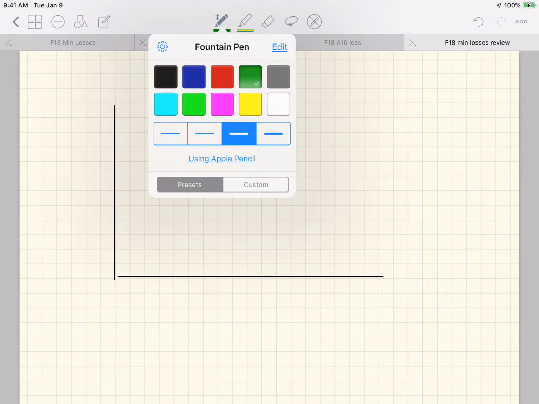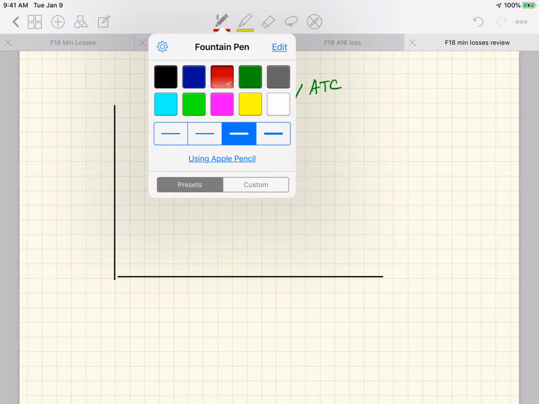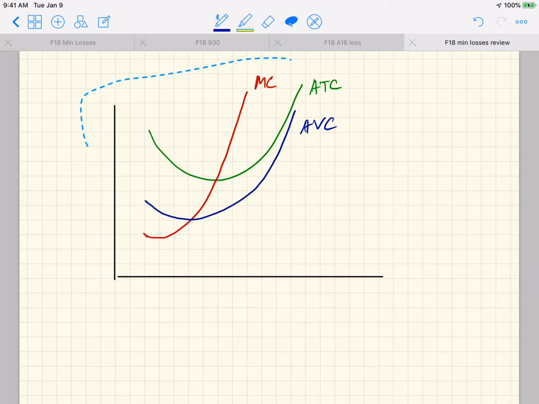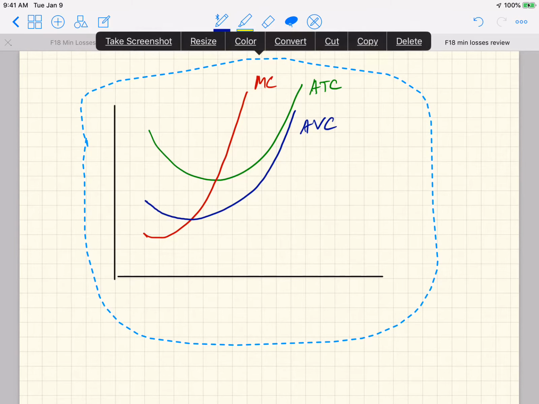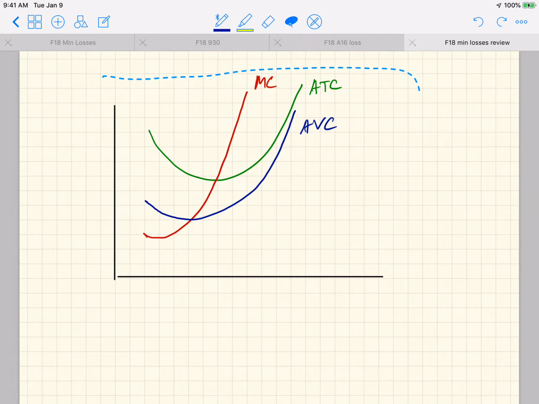And we're gonna have ATC, right? Then MC. And so this is MC, and then we will need AVC. So something like this. Okay, AVC. And I'm going to actually copy it so we can use it one more time.